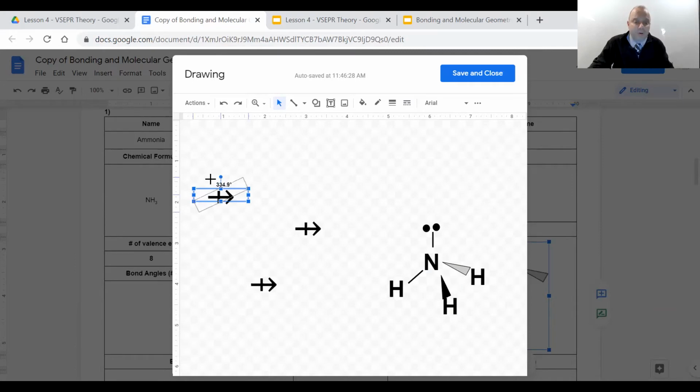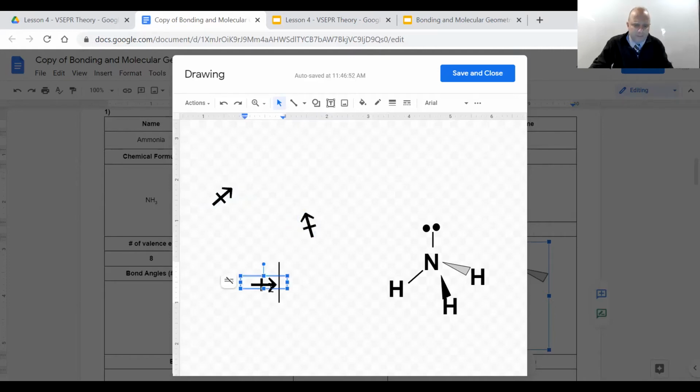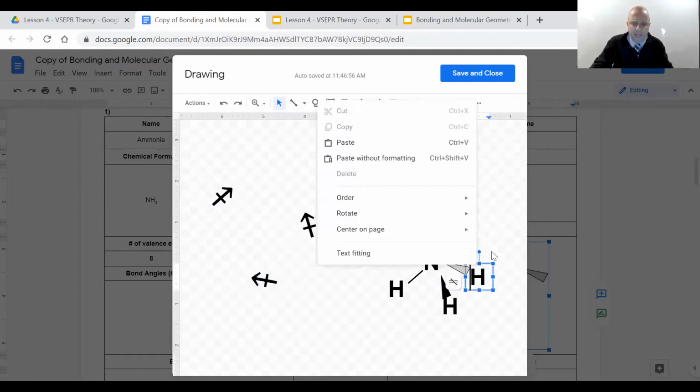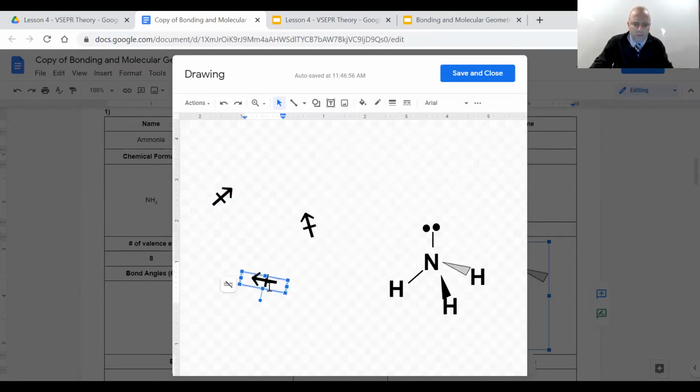So we're going to make these arrows go along each of these bonds. So I'm going to just angle them how I need them first, and then I'll move them into position. They should go parallel to the bond, and they should point toward the more electronegative atom, in this case, nitrogen. So we're going to move this one right here.